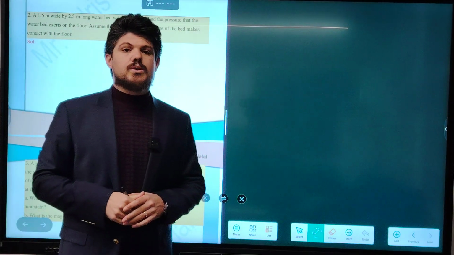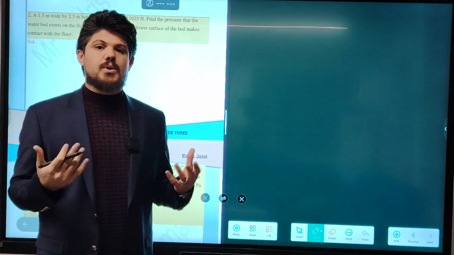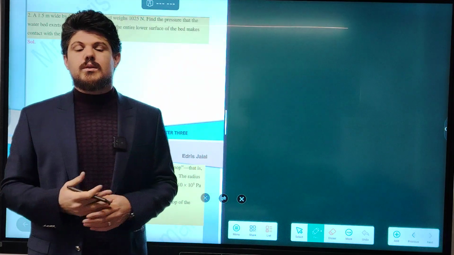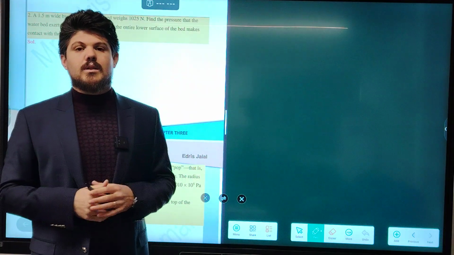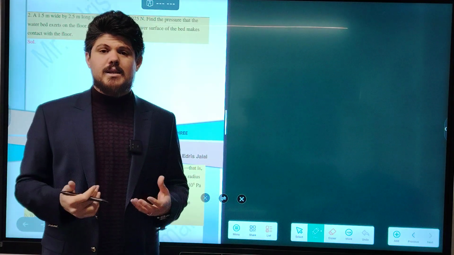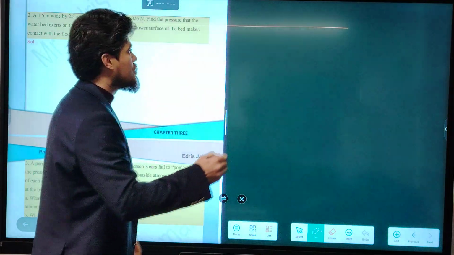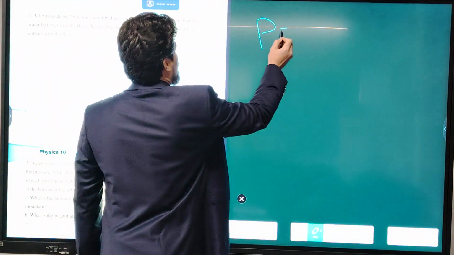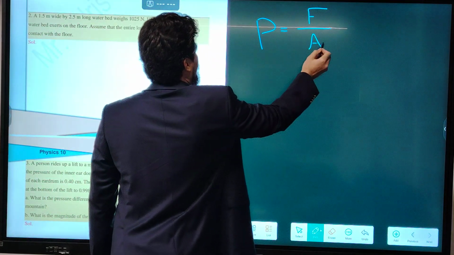Pressure is equal to force divided by the area. It is the force per unit area, measured in Newton per meter square or in Pascal. The equivalent unit of Pascal is Newton per meter square. So the SI unit of pressure is force over area.